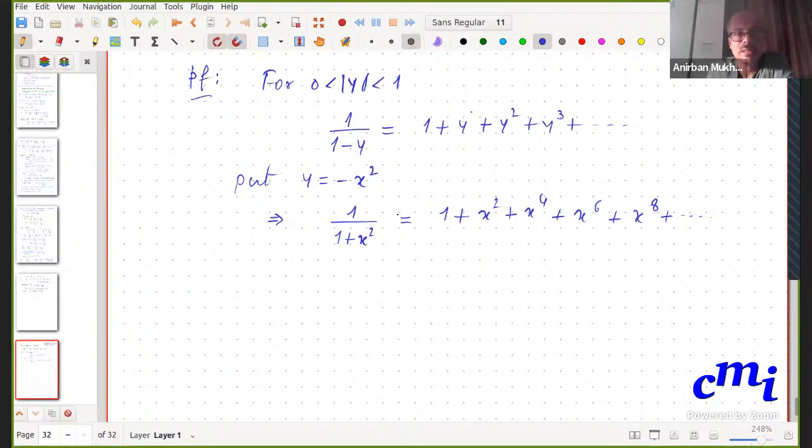Oh, sorry, the sign alternates. Sorry, this is wrong. So the sign alternates because we are using minus x squared. So the sign is going to alternate. So this is minus, this is plus, then minus. All the odd powers of x squared are going to be minus.